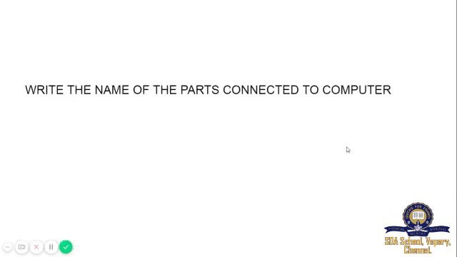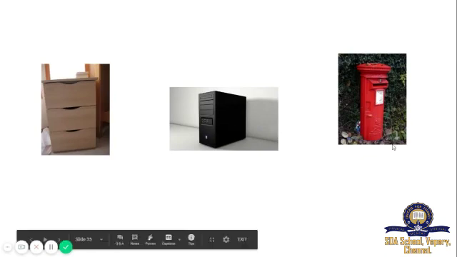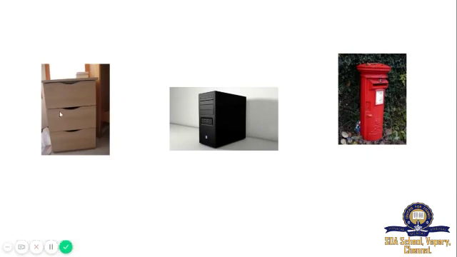Now write the name of the parts connected to the computer. Here three pictures are given. Which one is connected with the computer? Wooden drawer, CPU and postbox. Which one is the right option? Yes, you're right. CPU is the right option.